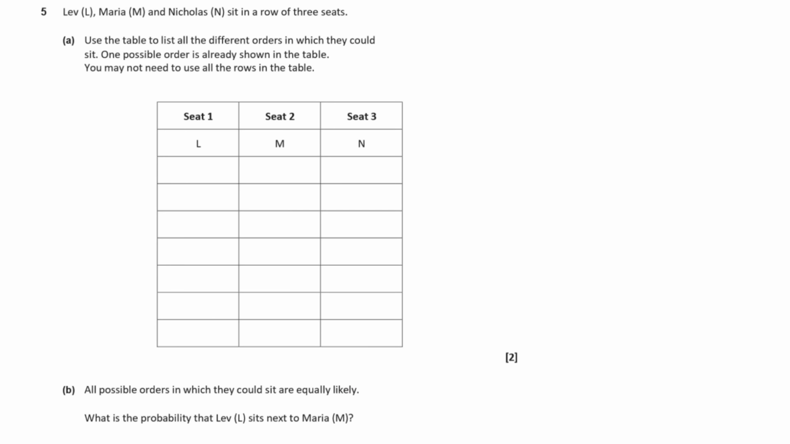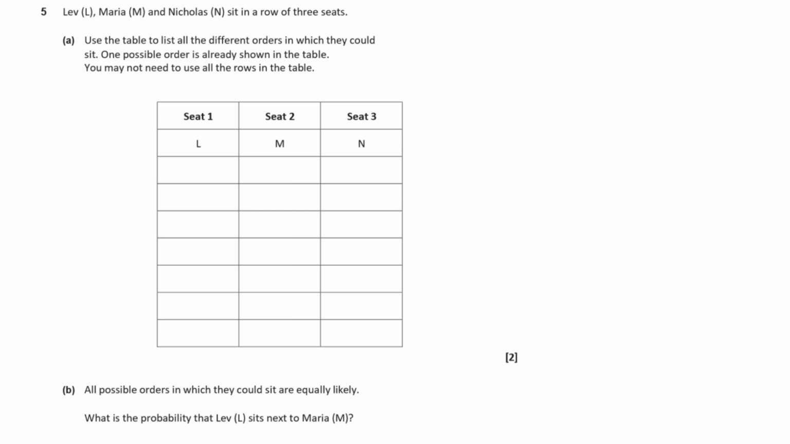Question 5. Lev, Maria and Nicholas, which we're going to denote with L, M and N, sit in a row of 3 seats. Use the table to list all the different orders in which they could sit. One possible order is already shown in the table. You may not need to use all the rows of the table. Okay, so we've got seat 1, 2 and 3, and the first arrangement is L, then M, then N. And we need to find all the other possible arrangements.